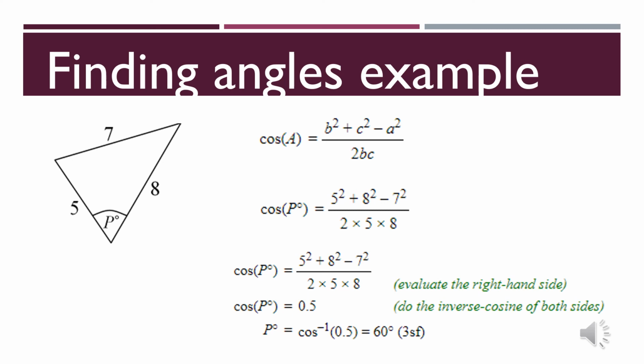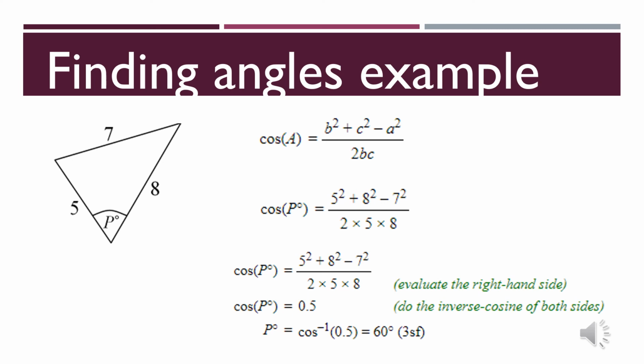To calculate the angle P here, the first step is writing out the cosine rule formula for calculating the angle. As step 2, we fill in the values that we know, which are 5, 7 and 8, over 2 multiplied by 5 multiplied by 8. Remember to make sure that the terms on the top of the fraction are in the correct order. As step 3, evaluate the right hand side and then use the inverse cosine to calculate the angle.